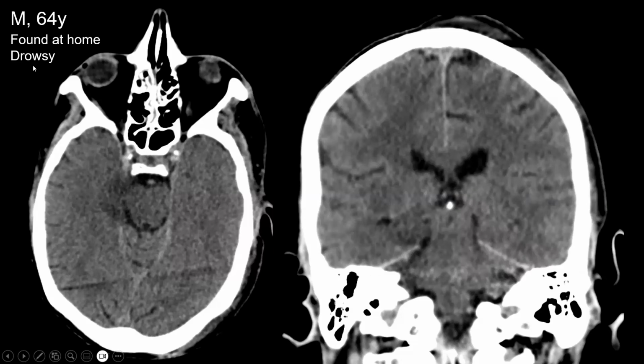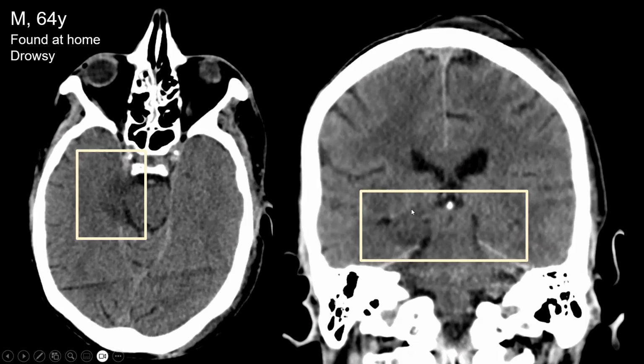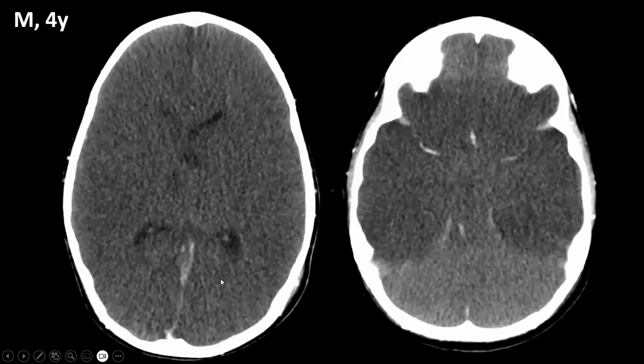64-year-old man found at home, drowsy. We see that the right mesotemporal region is very hypodense, both in the axial images as on the coronal images. Compare the right hippocampus with the left one, it's clearly swollen and hypodense. This was another example of herpes encephalitis.